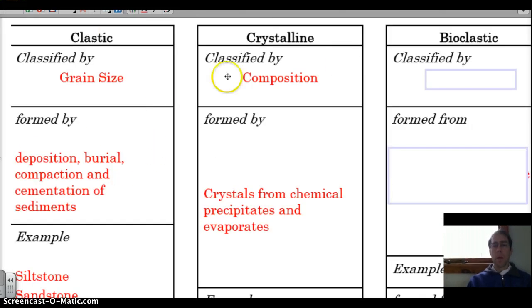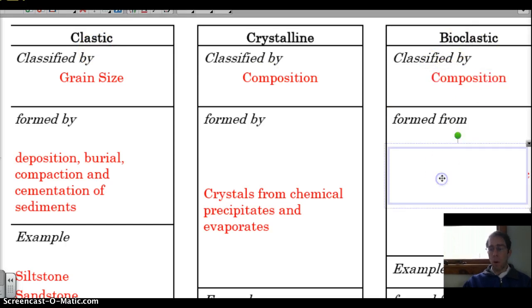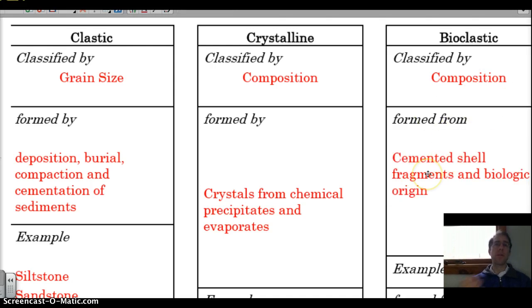Okay. The last classification that we use is called bioclastic. And if you think of bio, think about where you've heard that before in science. Bio meaning life, right? And clastic, we just talked about clastic being fragments. So this is rocks made out of fragments of life. What they're composed of defines which type of rock it is, and it's often cemented shell fragments or other material of biological origin.